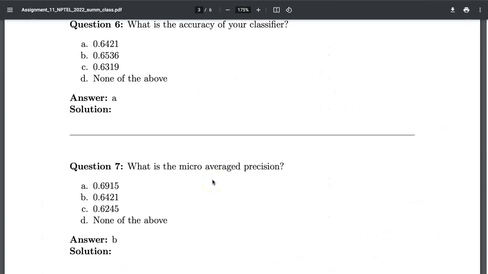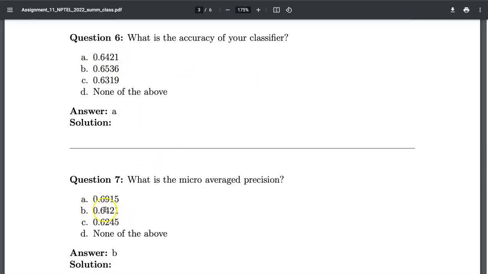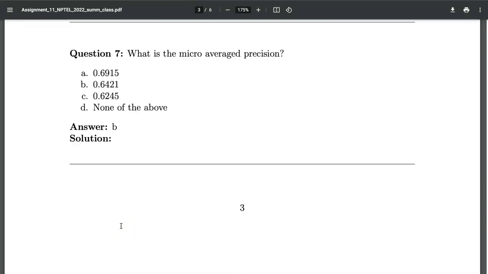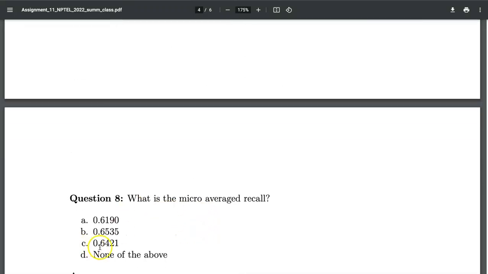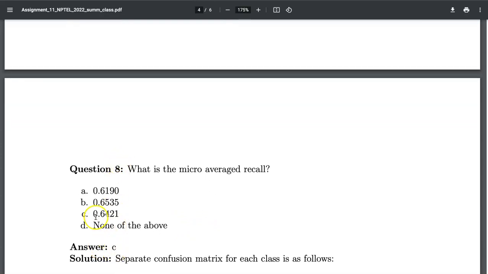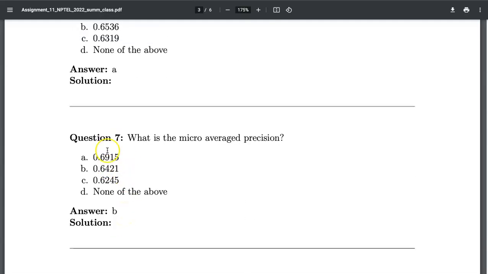Okay, so if you see the accuracy, what we got, the accuracy is 0.6421. So basically average precision also will be the same thing. Yeah, so if you just see, the answer is B. So 6A and 7B are the same thing, and I hope the recall also will be the same. C, yeah, 8C. So all these are 0.6421.